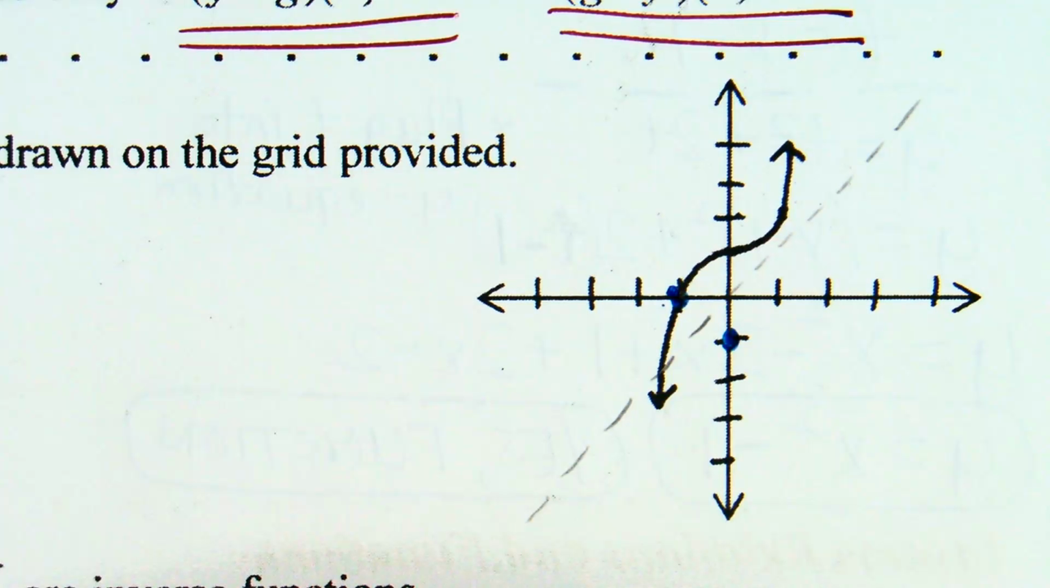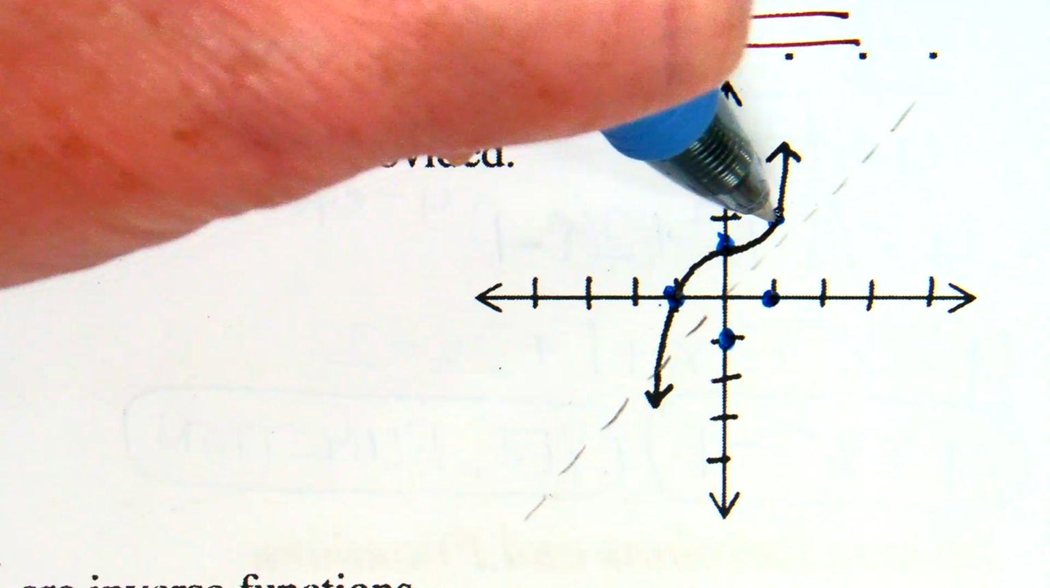And I try and pick some key points like here, right here. You guys see where I'm pointing? What point is that? 0, 1. So what's the inverse of 0, 1? 1, 0. I see a point here that we could use. What point is this? 1, 2. What's the inverse of 1, 2? 2, 1.